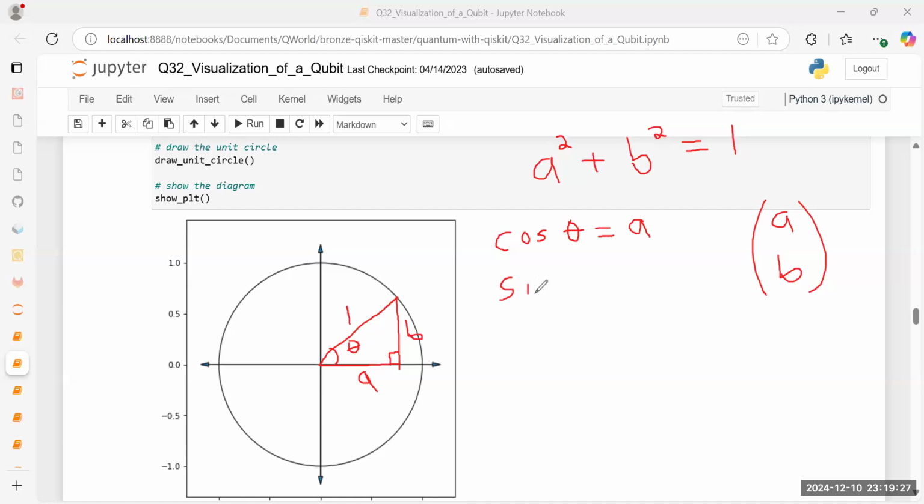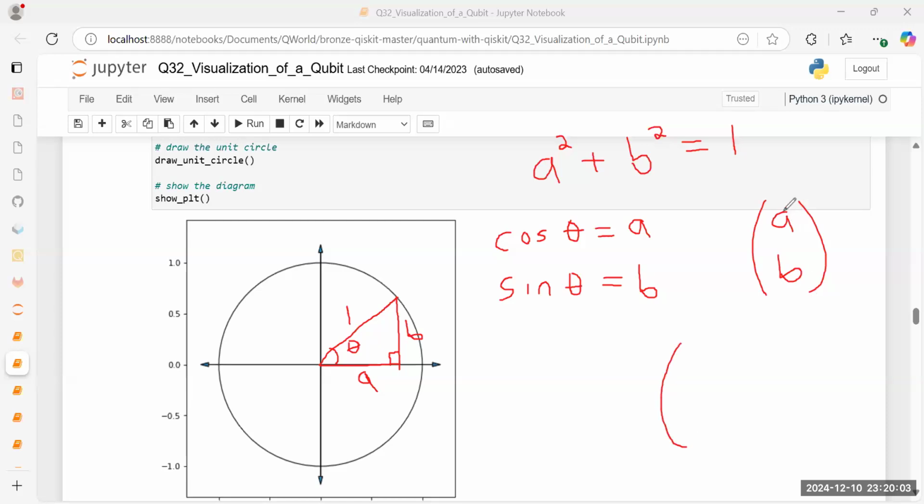And for sine theta, we have the opposite side divided by the hypotenuse, in this case, which is 1. So anything divided by 1 is exactly the same thing. So we have B here. And we can even write cos squared theta plus sine squared theta is equal to 1, which is a famous trig identity. So this is correct.